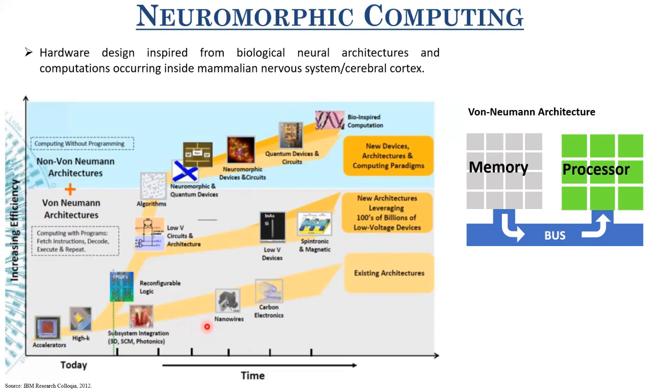So what are the other two generations? The first generation is the one which we are utilizing right now: high-K dielectric based systems, nanosheet, carbon electronics. These are the existing architectures that we have already developed. Then the second generation of computing is III-V materials, low voltage circuits and architecture, use of sub-threshold circuits, and then low voltage devices such as tunnel FETs, or even spintronics or magnetic devices, spin transistors, magnetic transistors, and so on. That is what comprises your second generation of computing.